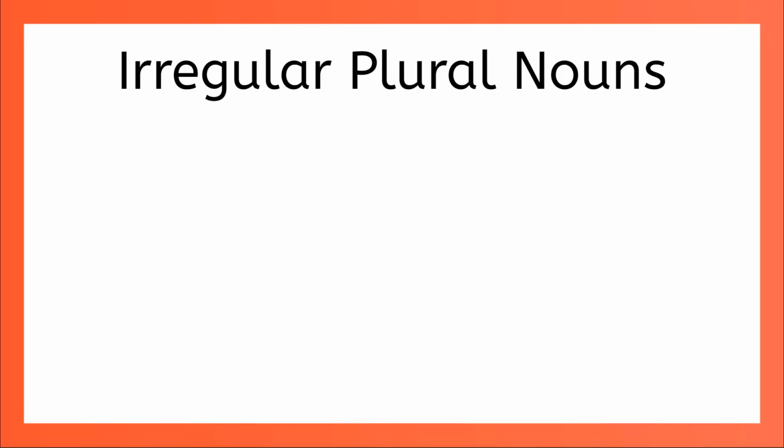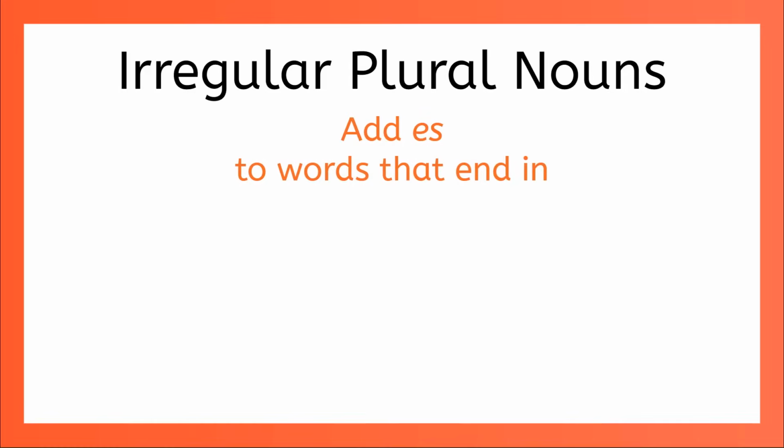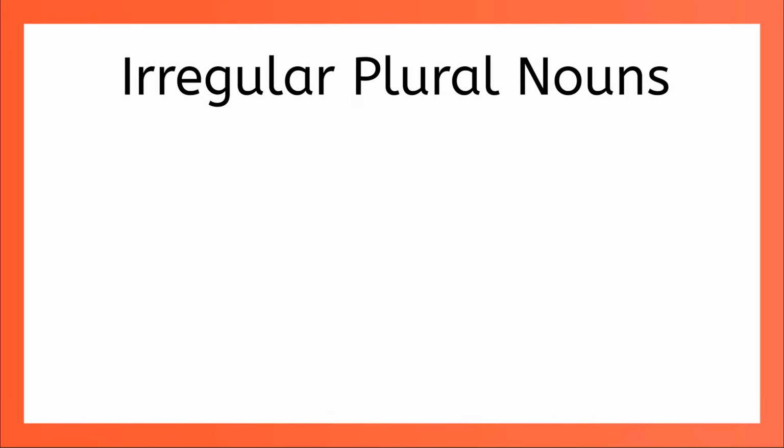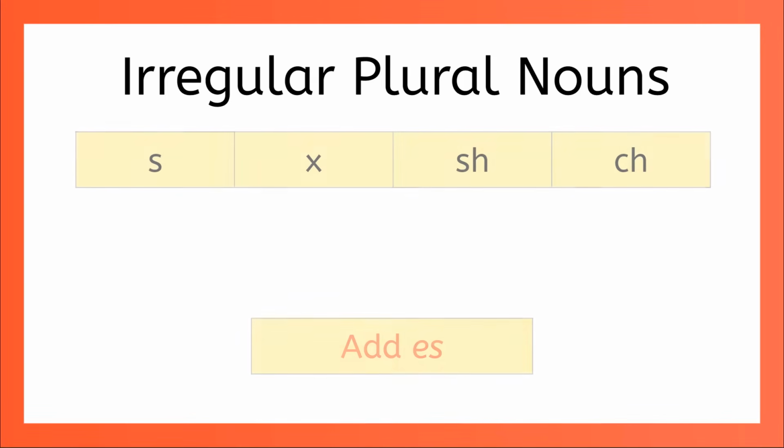There are also irregular plural nouns. These nouns are made plural by doing something other than just adding S. Some words become plural by adding ES instead of just S. You need to add ES to the nouns that end with S, X, SH, and CH if you want to make them plural. Let's look at some examples of nouns that end with S, X, SH, or CH. Remember, to make these nouns plural, we add ES instead of just S.